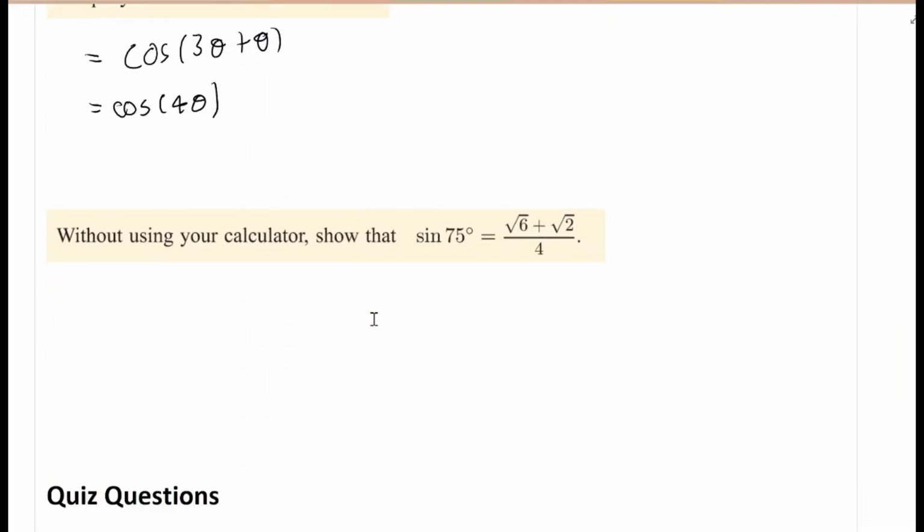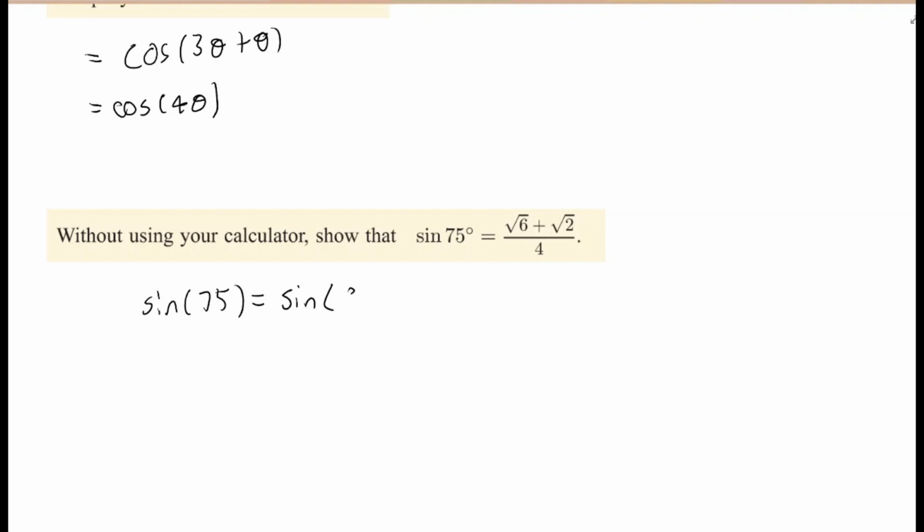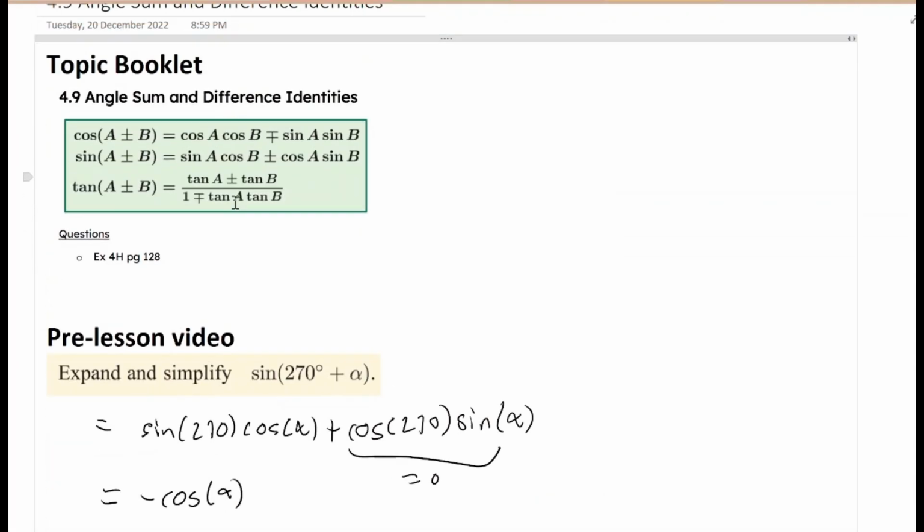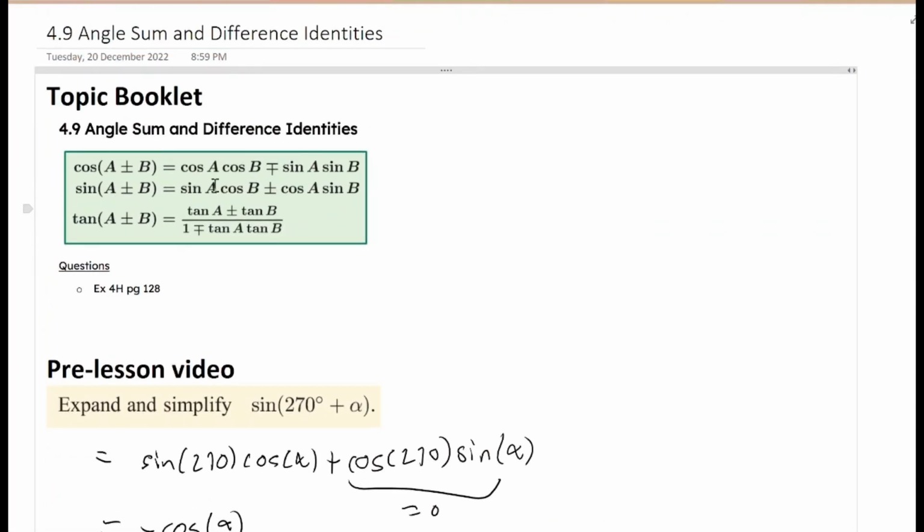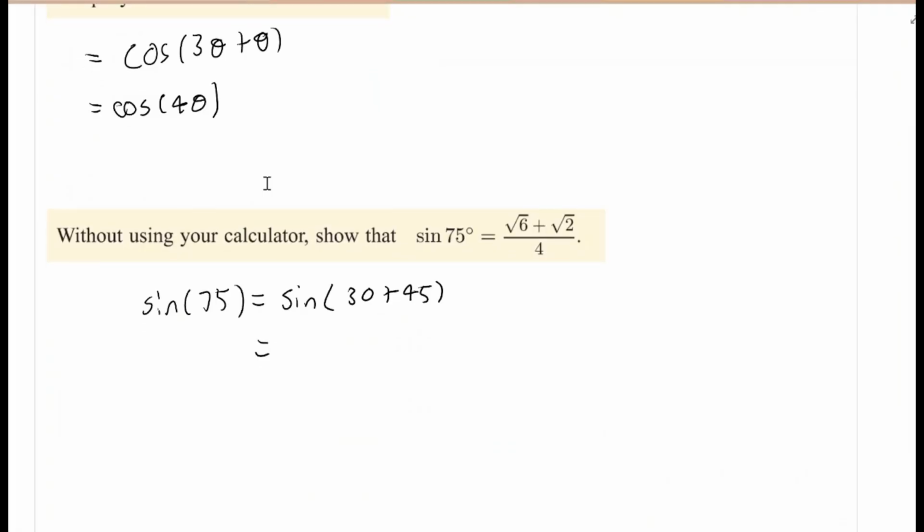All right, last one we got here is showing this. Generally what you want to do is sine of 75 degrees is the same as sine of 30 degrees plus 45 degrees. And that's going to be using our formulas that we got here. So sine of a plus b, sine cos, cos sine. So it's going to be sine of 30 cos of 45 plus cos of 30 sine of 45.